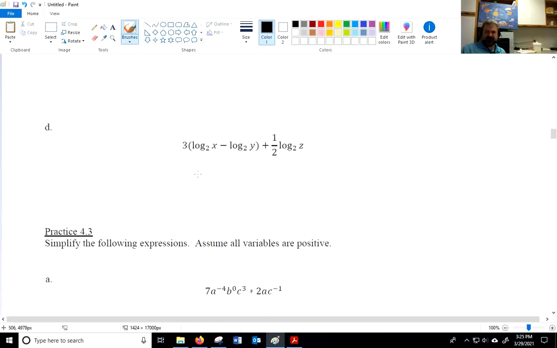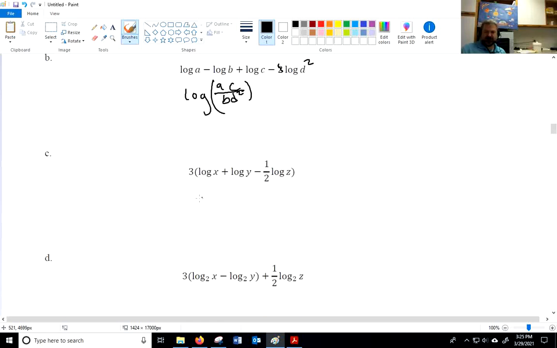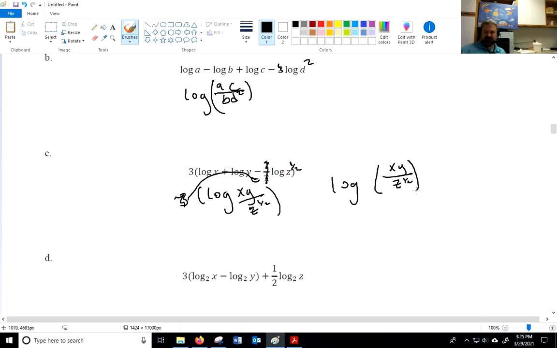All right, let's try letter C. Okay, so we have the log of xy, and that 1/2 power goes there. So I'll say over z to the 1/2, or square root of z. But then we need to put the 3 up. So this becomes the log of xy over z to the 1/2 to the 3rd power. And we could apply that power now. We could have also distributed the 3 from the beginning. So there's several different correct ways we could write this answer.